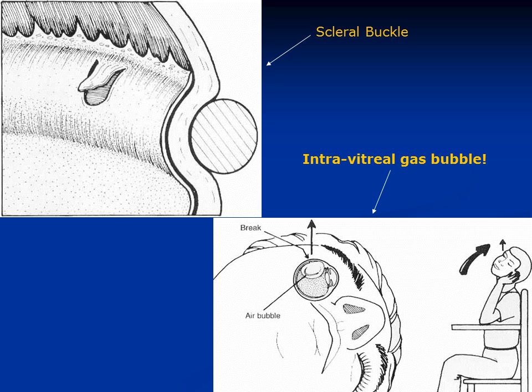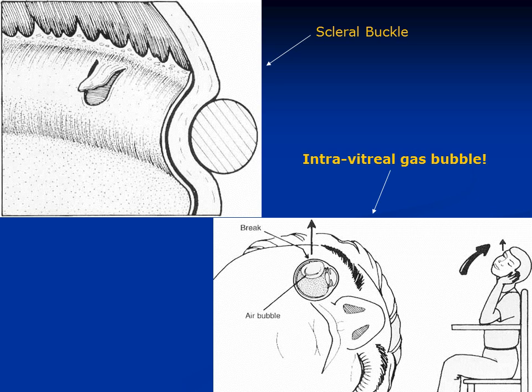For about an hour, you hold that buckle in place, the retina gets pushed back up against the wall of the eye, and it reattaches. And then you take the buckle off, and you're good as new. Okay, the cells know where they're supposed to go, they line up, they reattach.